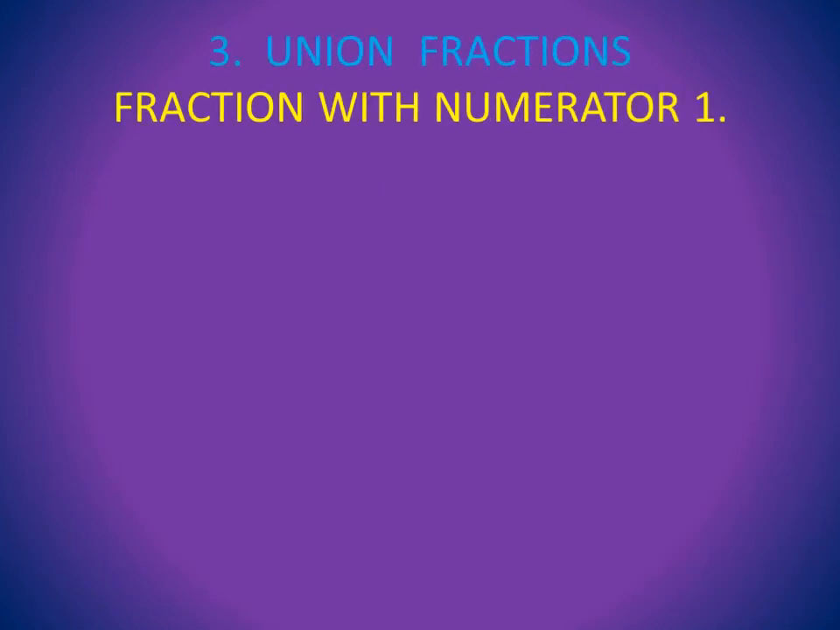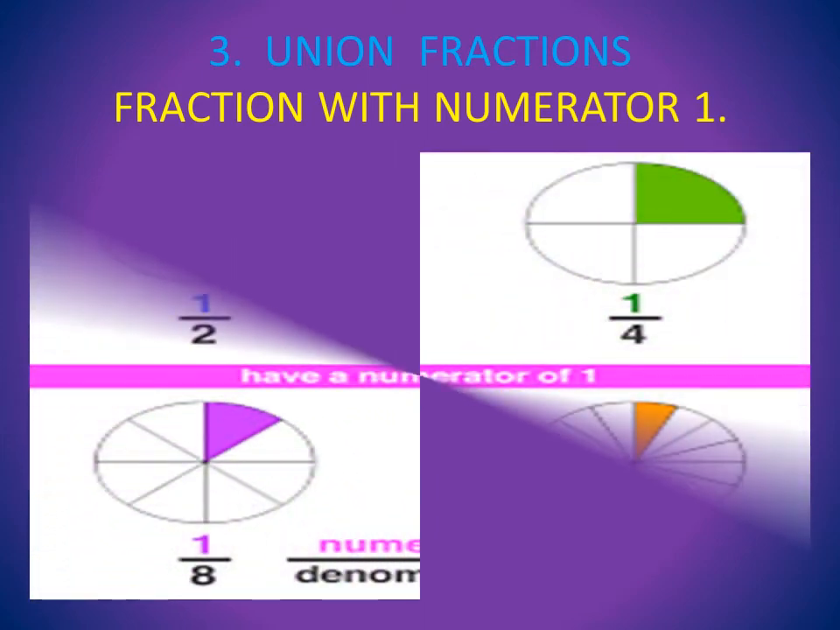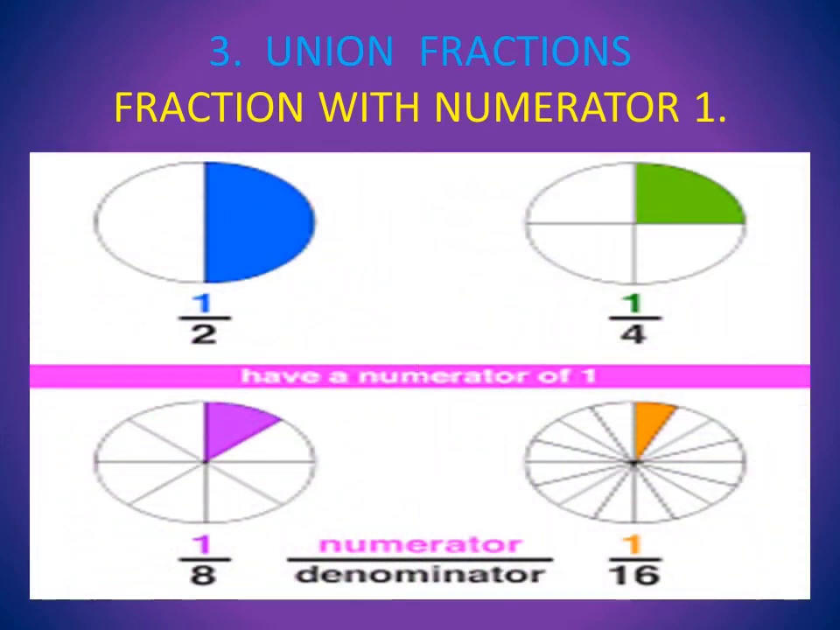Number 3, unit fractions. Unit means 1. The fraction with numerator 1. Here the numerator should be 1. The denominator may be any number, but the numerator should be 1. Example, 1 upon 2, 1 upon 4, 1 upon 8, 1 upon 16. So here the numerator is 1. That means it is a unit fraction.